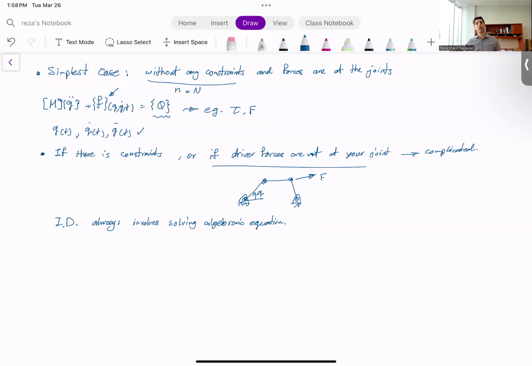And if you somehow can change your perspective or assumptions in the system, instead of running a forward dynamics, which is solving differential equations, you can solve a similar situation when you have inverse dynamics. You can speed up your process significantly. But it is important that in inverse dynamics you're always dealing with algebraic equations.